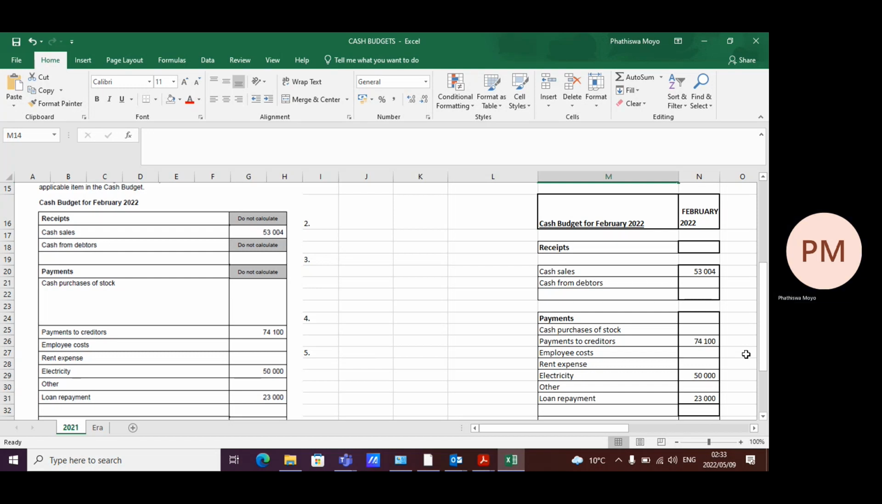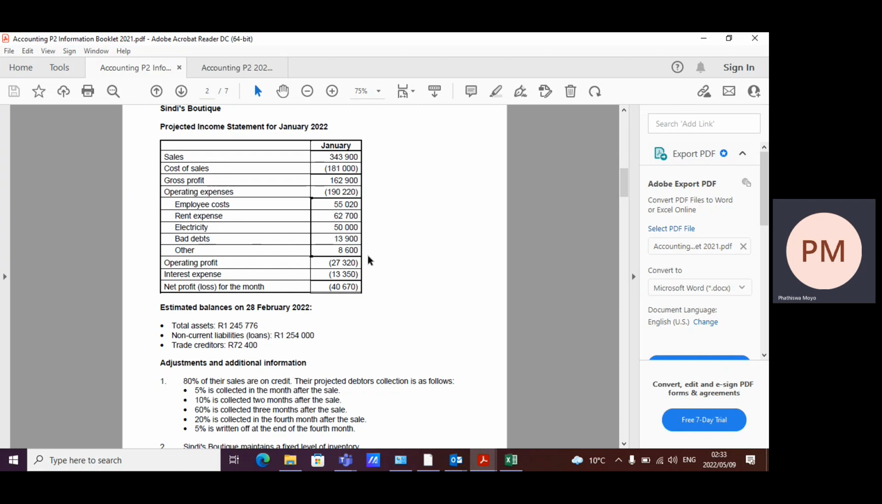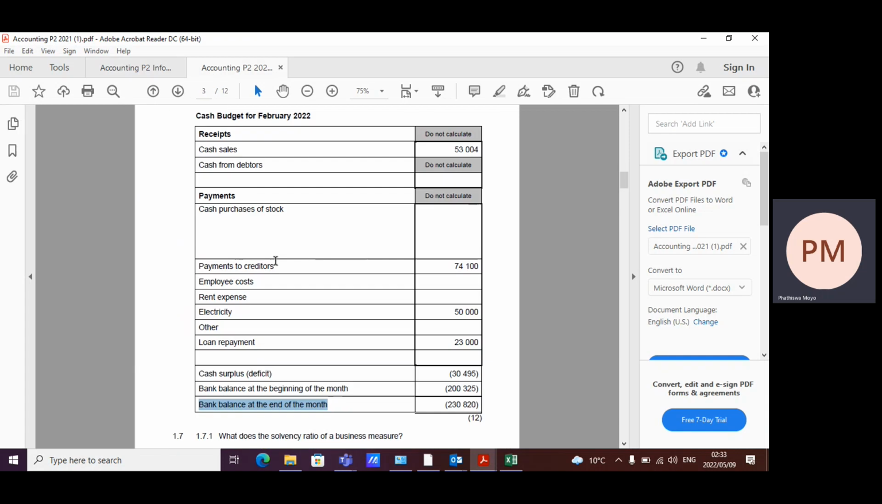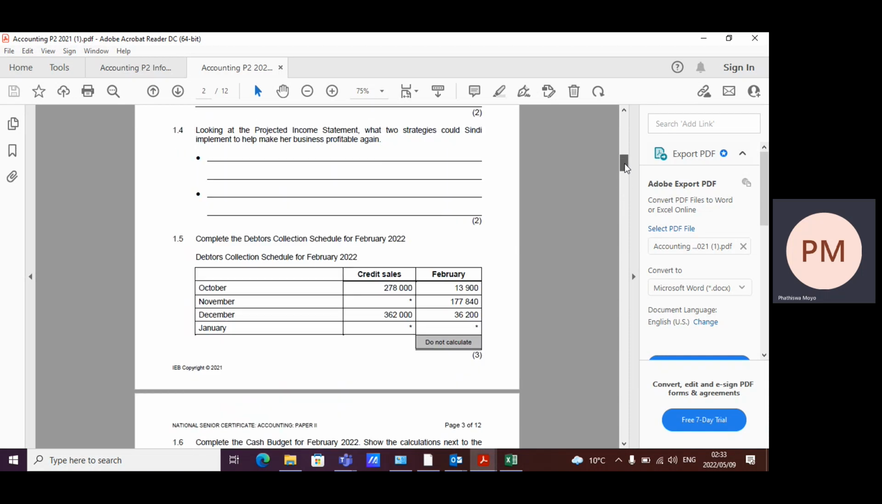Guys, I want us to finish the cash budget. So we did the new era cash budget. Now I want us to do the IEB cash budget. Now they've given us, it's November 2021. They've given us a projected income statement. They want us to do a cash budget for February. They've given us some figures. You know, the IEB will fill in stuff for you.